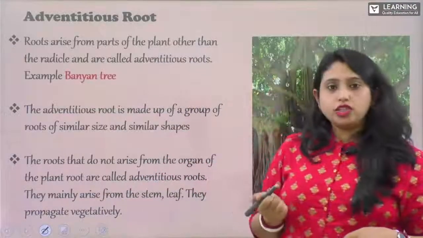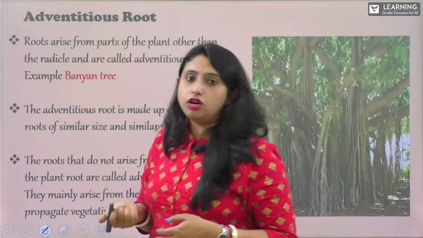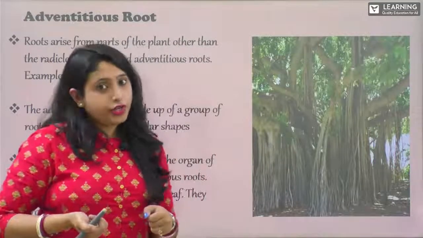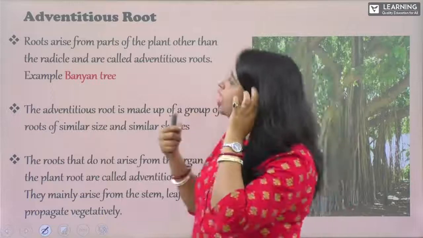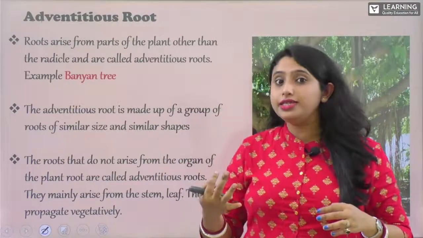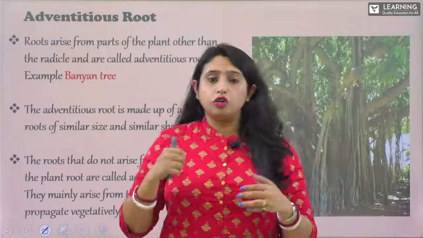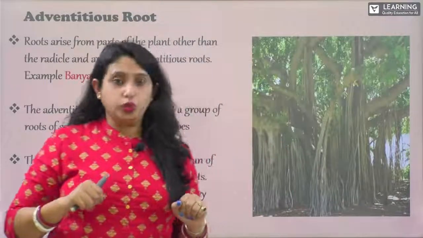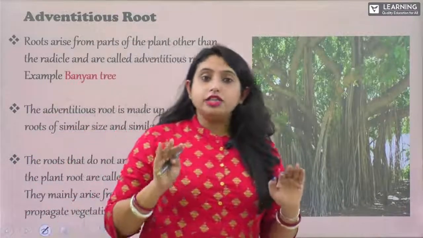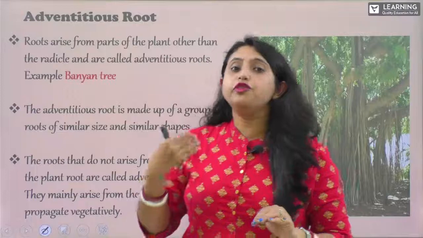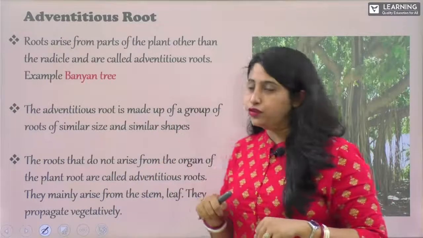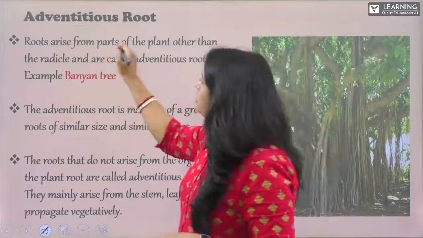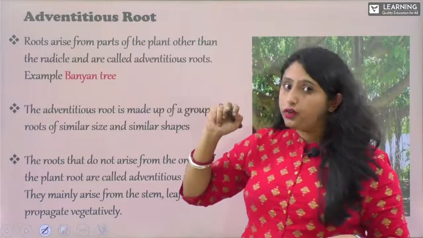Now what is next? The last type of root is your adventitious roots, right? So what are these adventitious roots? These are the roots which are arising from other parts of the plant, not from the root. They will be arising from other parts of the plant like your stem or the leaves. So, roots arising from parts of the plant other than the radicle.